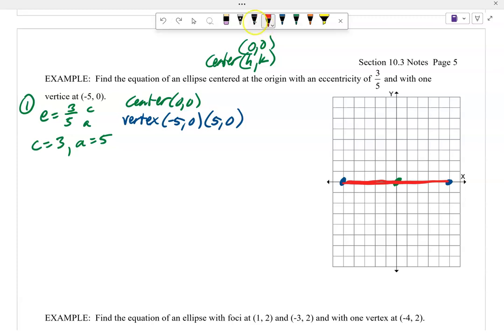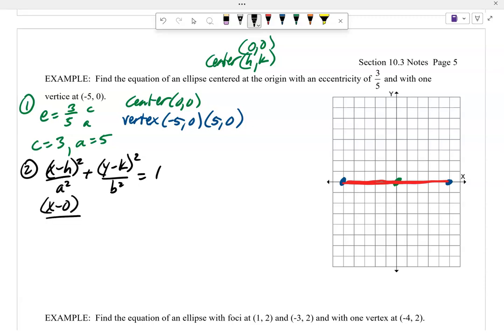And so I know, since the major axis is horizontal, it'll be (x minus h) squared over a squared. And I know h, k is (0, 0). I know my a is 5. There's my k. k is 0 also. I don't know my b yet. Let me leave that blank. So let's go to the side.